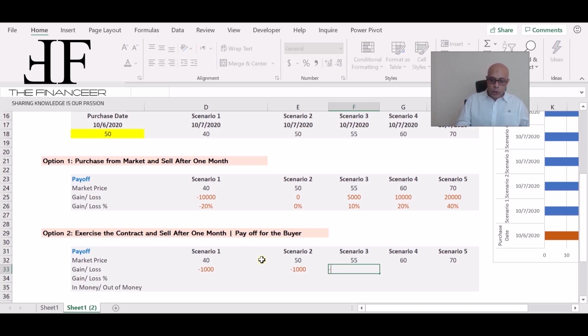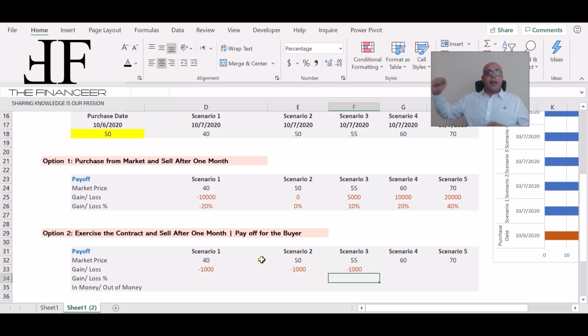So in this case, you still have the $1,000 you paid initially in the beginning, and now the market price equals the exercise price. So it was much better not to enter into this contract, because you lost $1,000 in the beginning. So this will be the same loss that I have.